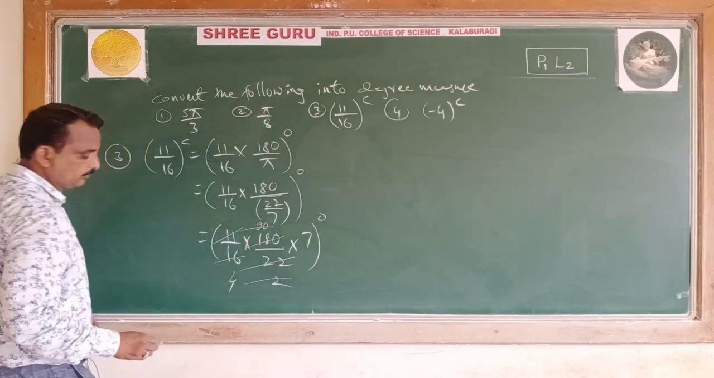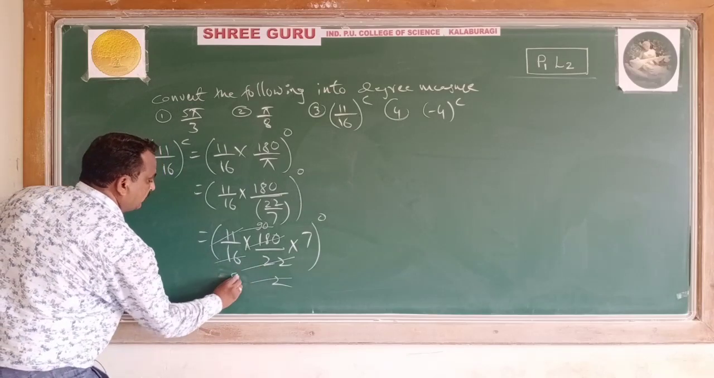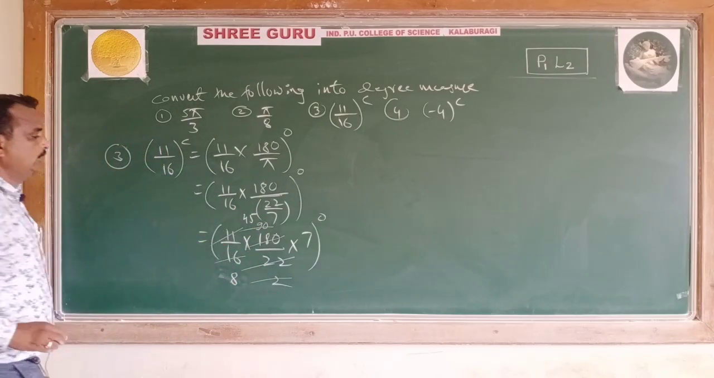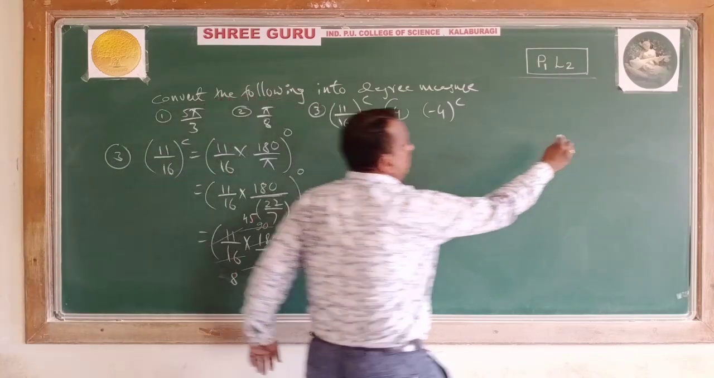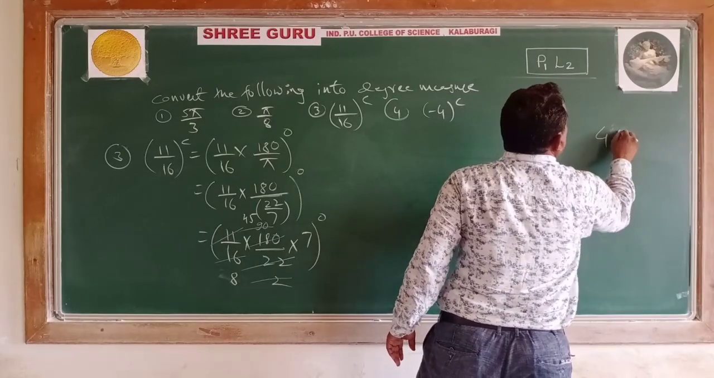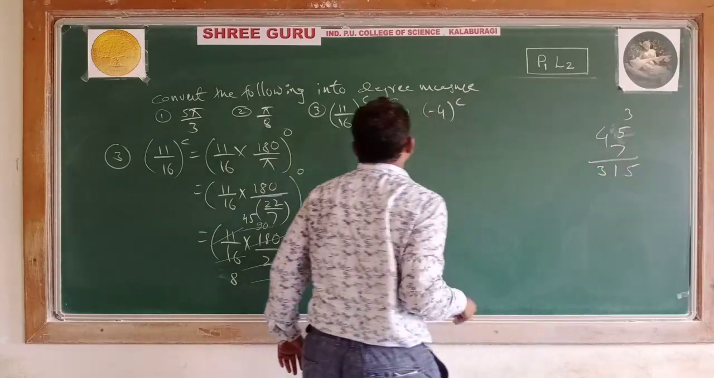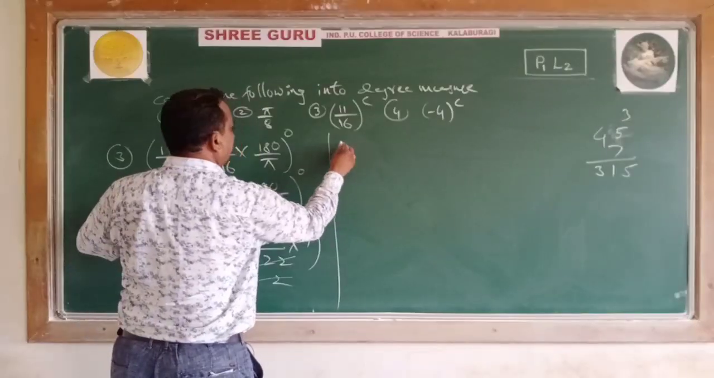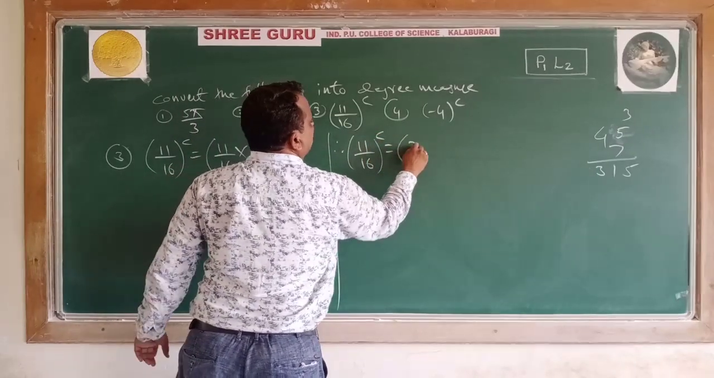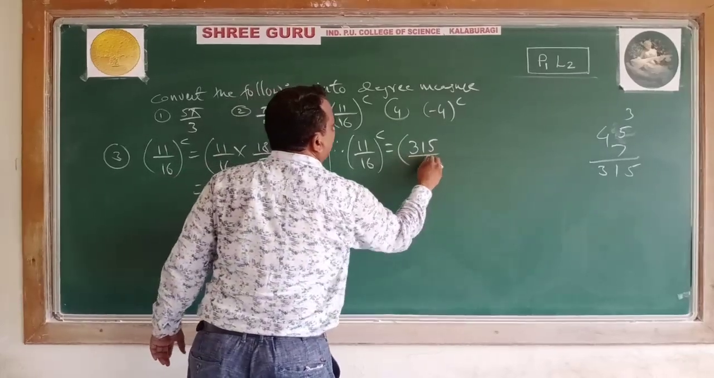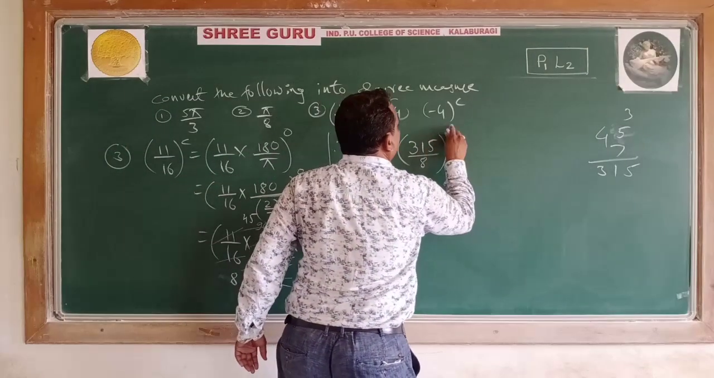It is not possible, student. Sorry, 2 it is. 18, 8. 2 eights are 16, 45. It is 90. So 45 into 7, 315. Therefore 11 by 16 radian is equal to 315 divided by 8. So it is in terms of fractions; you have to convert in terms of degrees.